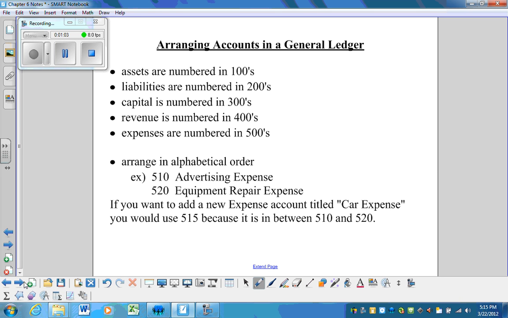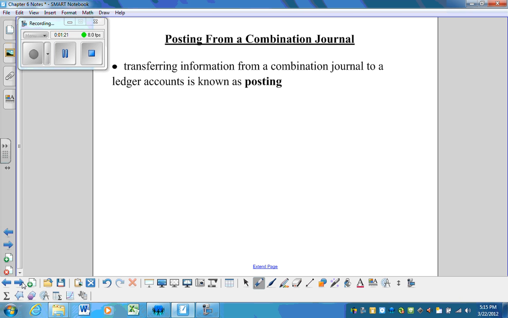Say that later on in the month you have to add in another expense, the car expense. You could stick it in the middle between 510 and 520 if you wanted to. In today's accounting with computers, however, it's easy to do that. Okay, so just a reminder that the word transferring means posting.